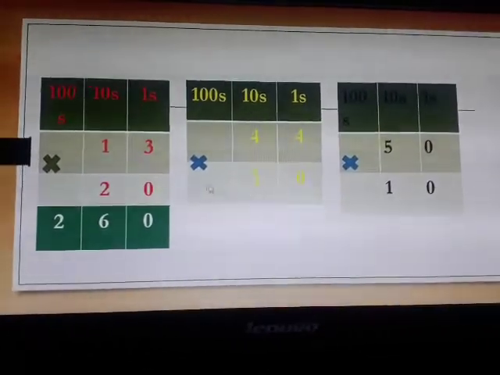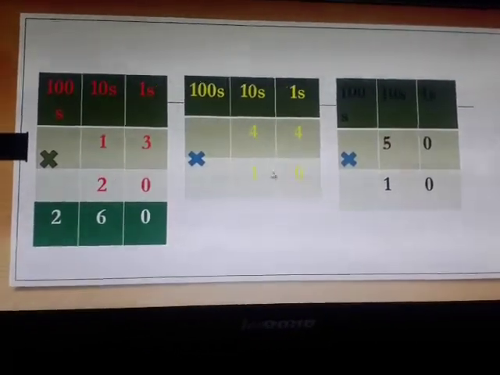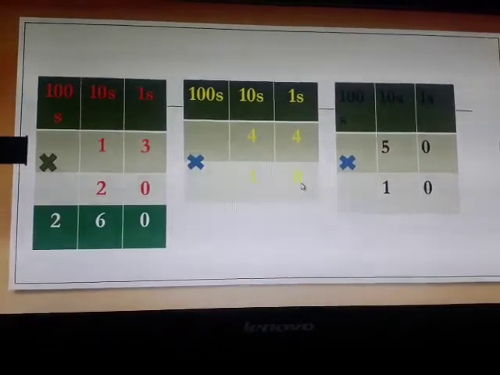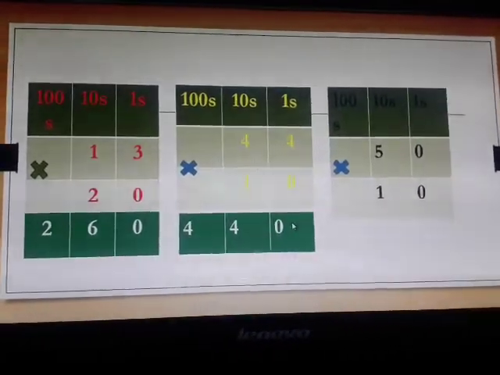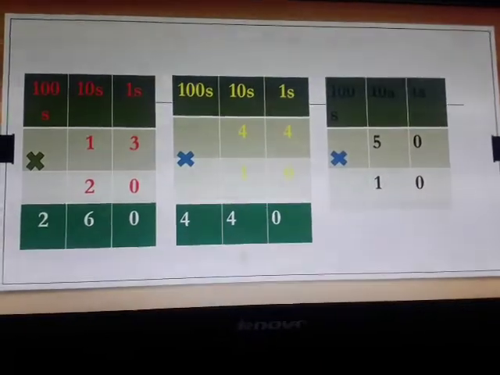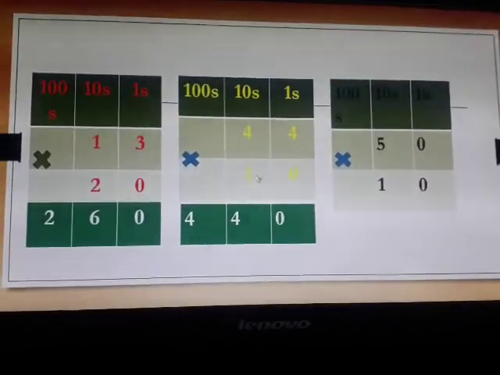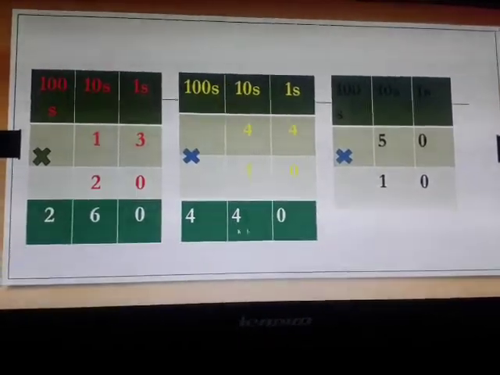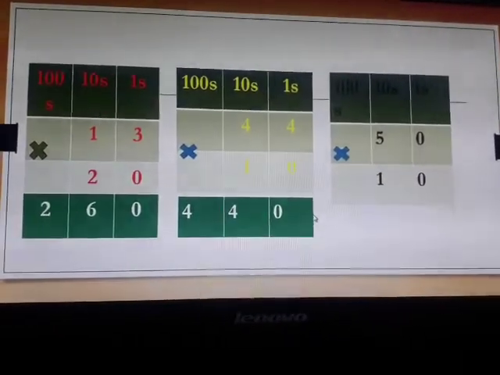44 multiplied by 10. Write this 0 because 1 0 is there in both numbers at the ones place. So write this 0 here, and 1 4s are 4, 1 4s are 4. Like this you can do the multiplication, or 44 multiplied by 1, 44. So 440 will be your answer.